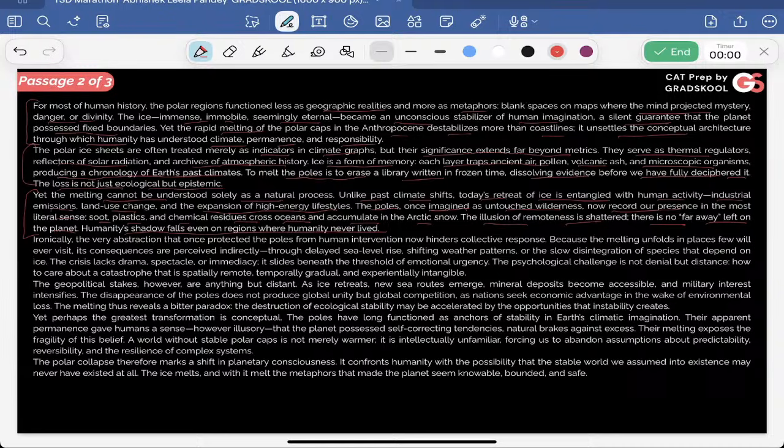Now, ironically, the very abstraction that once protected the poles from human intervention now hinders collective response. Because the melting unfolds in places few will ever visit, its consequences are perceived indirectly through delayed sea level rise, shifting weather patterns, and the slow disintegration of species that depend on ice.